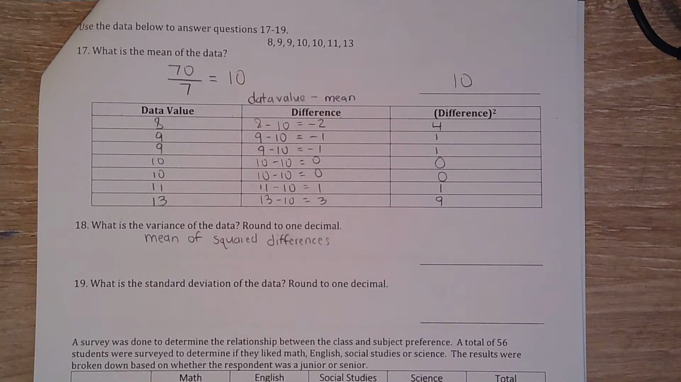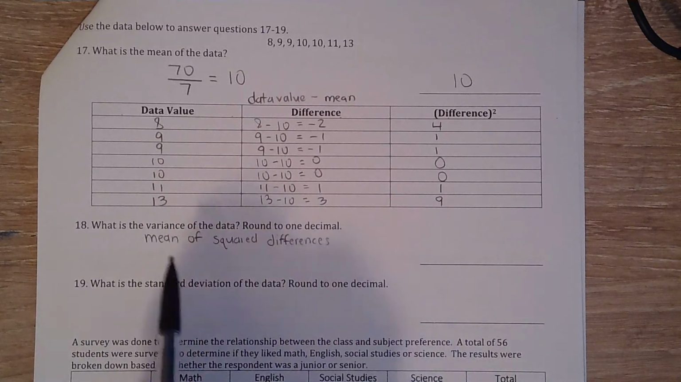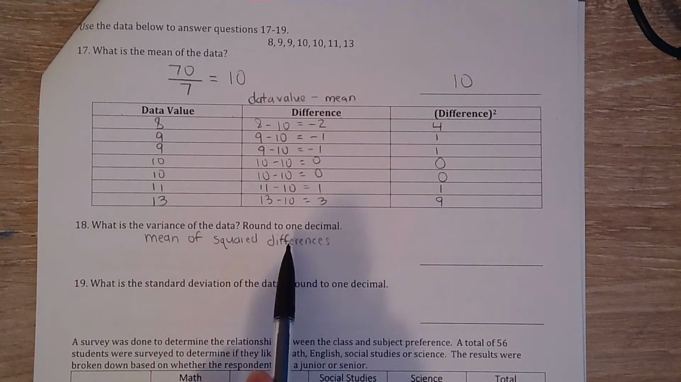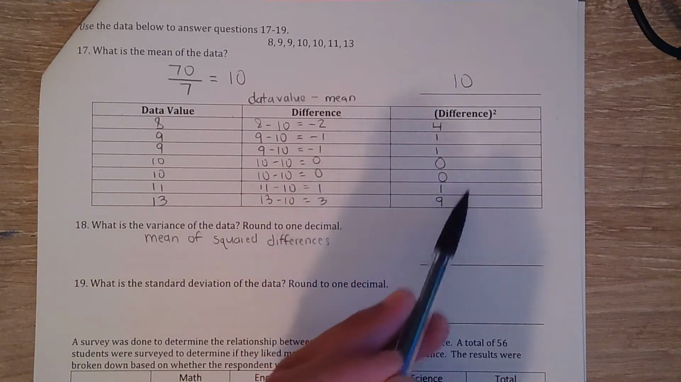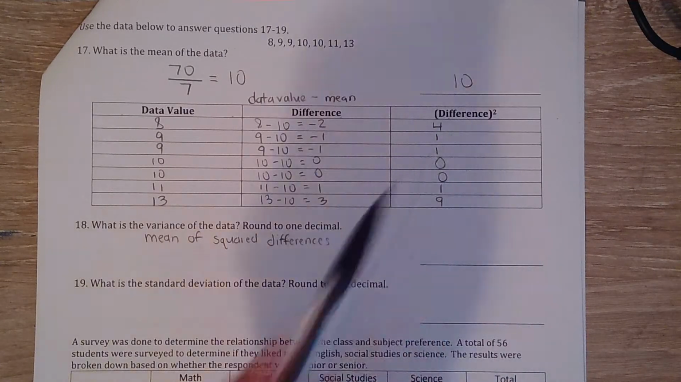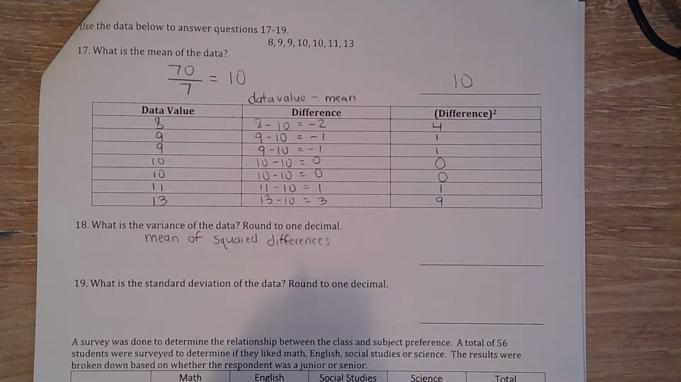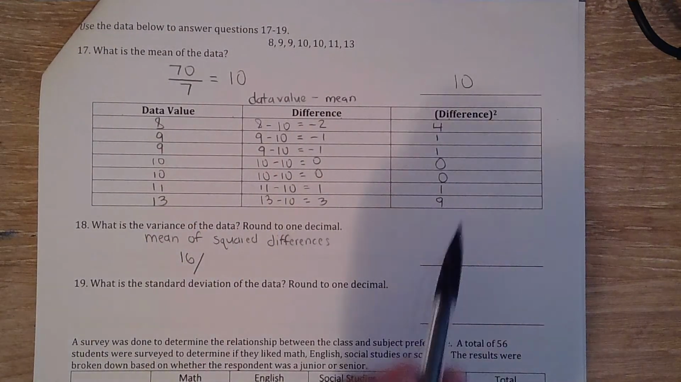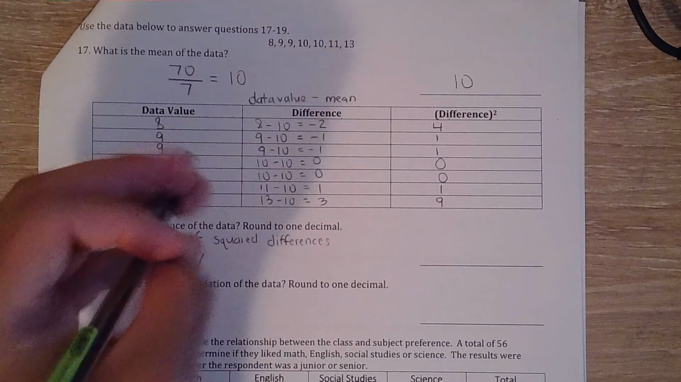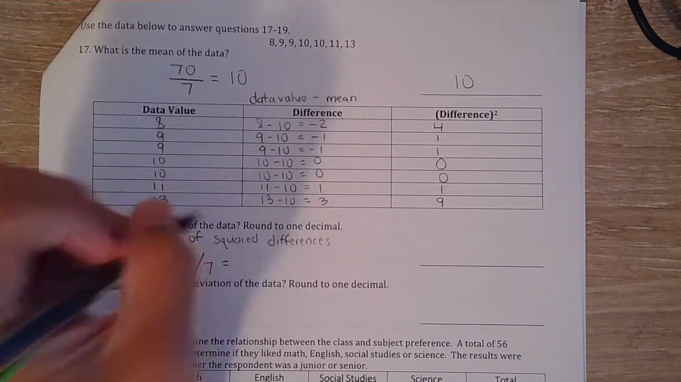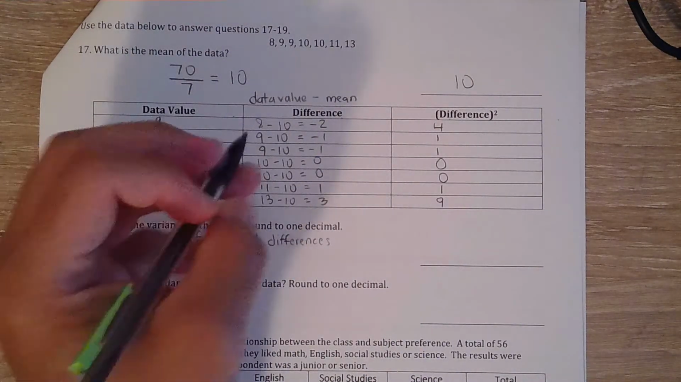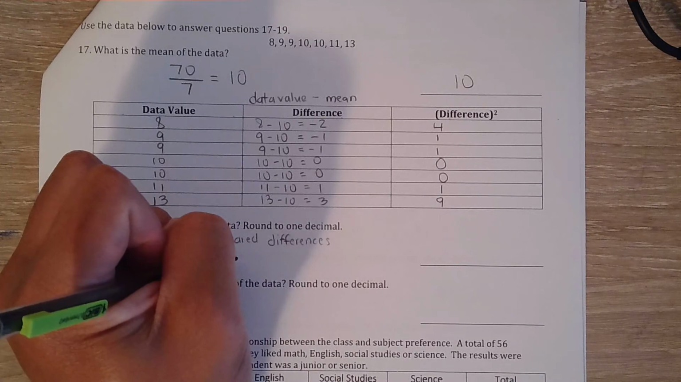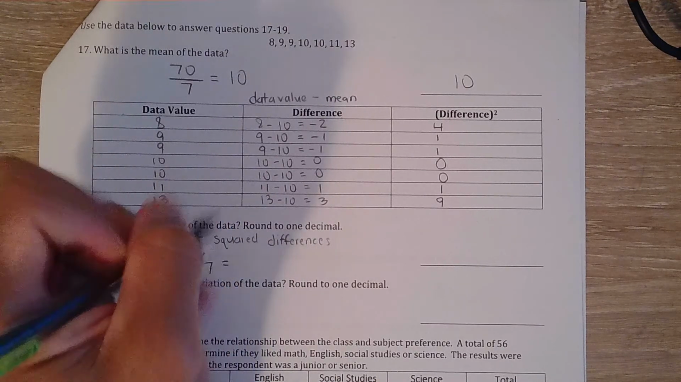All right, so I said before, variance is basically just the mean of the square differences, or the mean of this third column. So first, as you guys know, we just have to add that up. Adding it all up, let's see, 4, 6, 7, we get 16. 16 divided by 7, right? 7 total numbers. 16 divided by 7 gives us 2.28.